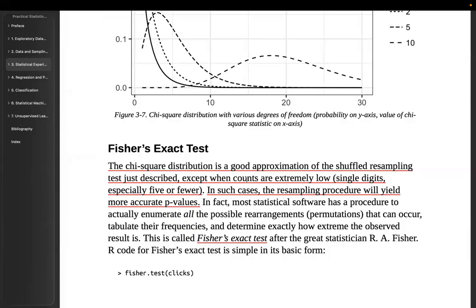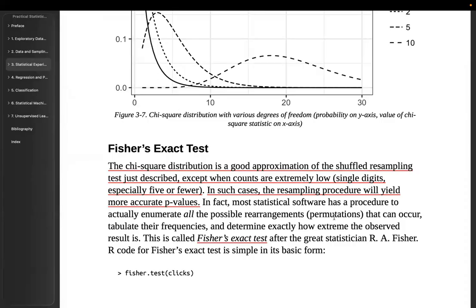Except when counts are extremely low. So when the counts are low, of course, in such cases the resampling procedure will yield more accurate p-values. So if your counts are low, your resampling procedure will yield good p-values, and you can use, of course, this one.